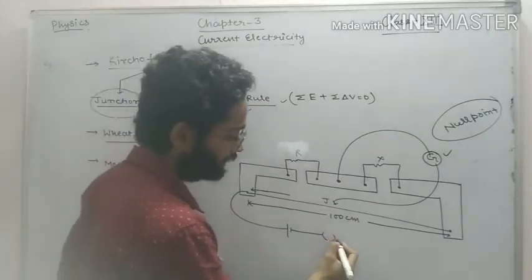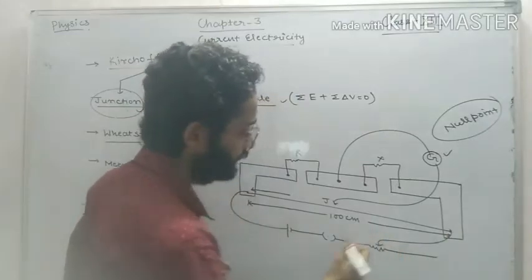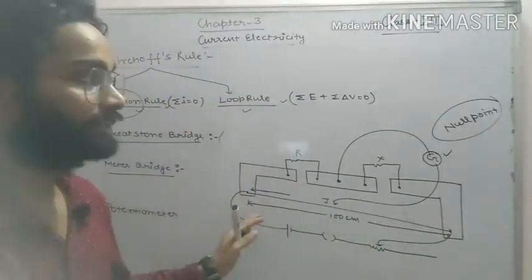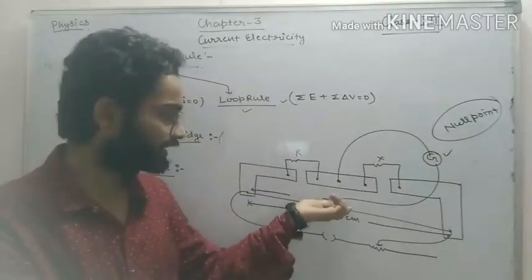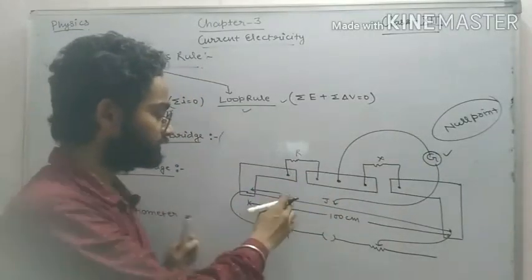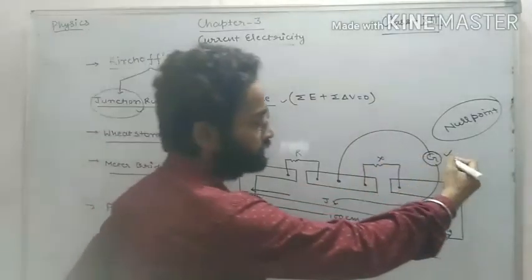go to the key, and there would be a rheostat. If you know all these points and you are connecting the circuit like this, then if you touch this jockey to this 100 centimeter wire, and this galvanometer shows zero deflection.